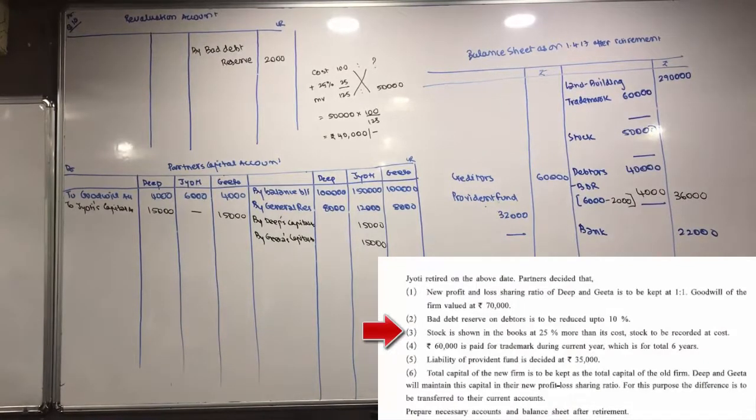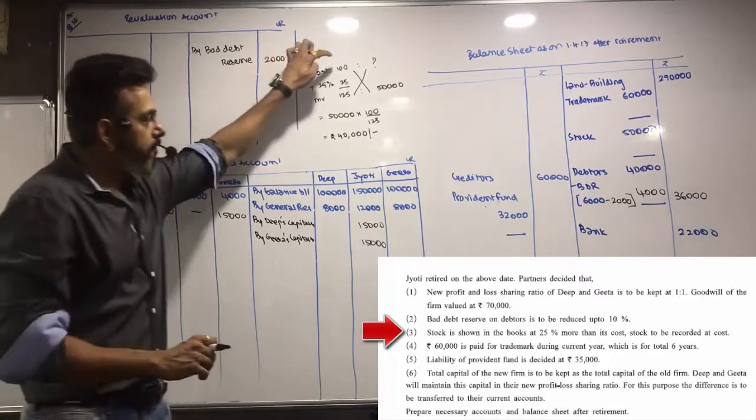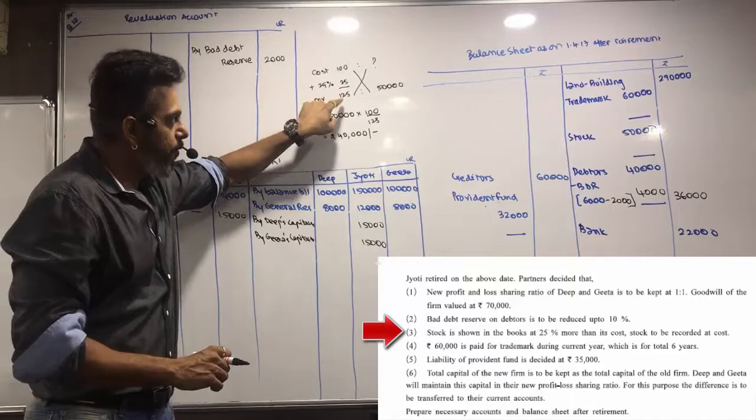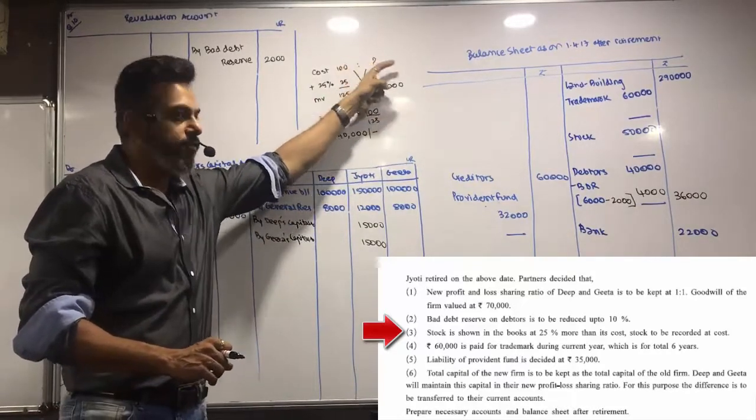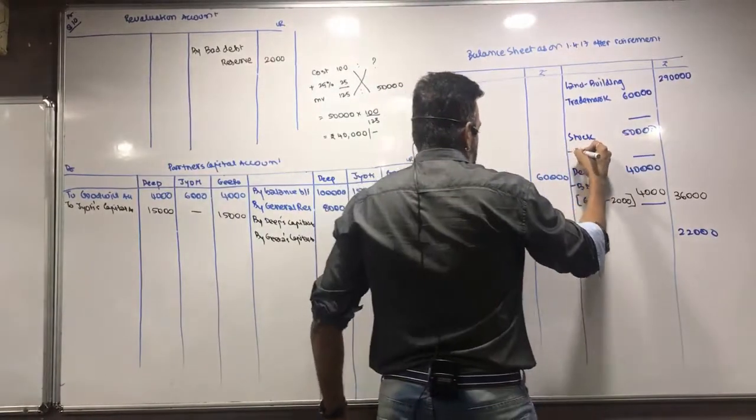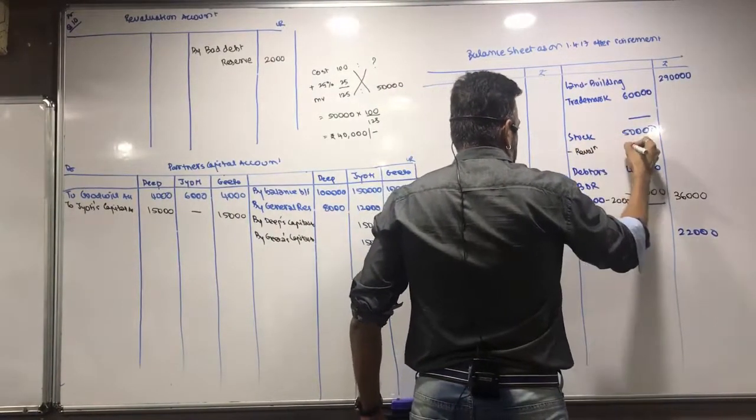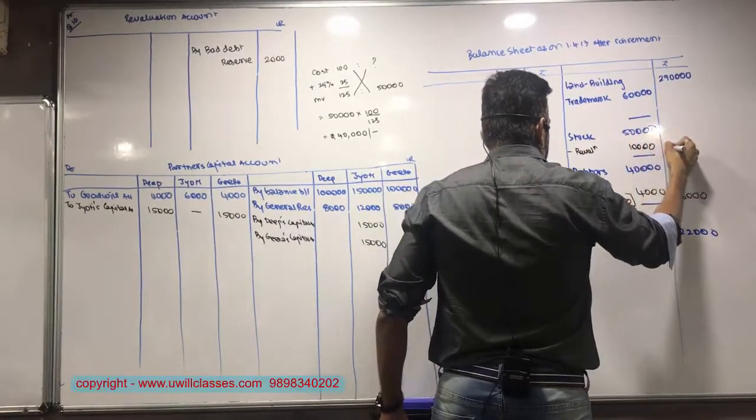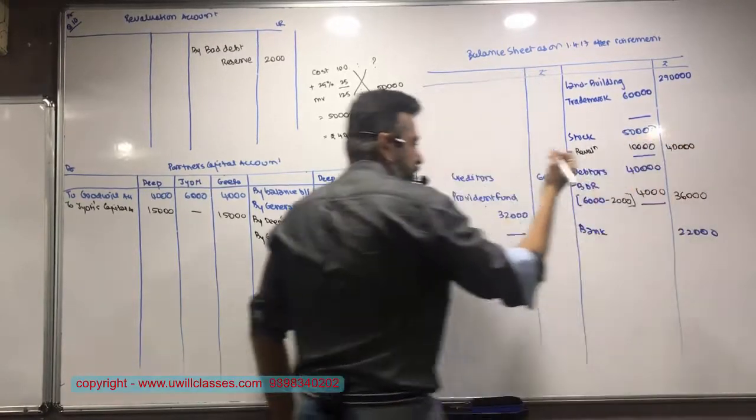Here the amount is given. Stock is shown in the books at 25% more than its cost. So cost is 100, so this is shown as 125. 125 is to 50, 100 is to how much? So 40,000, so minus revaluation, to stock.